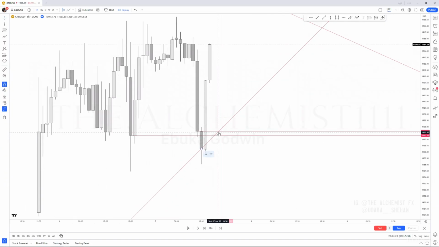Can you see how perfect this is? This is 4:30 p.m. This is when the New York kill zone starts. That's my time. You can set it to your time zone and then do this. See this, 4:30 p.m. my time, that is the New York kill zone. 5:30 p.m. my time, that is the New York session.